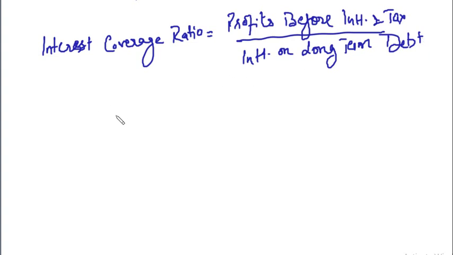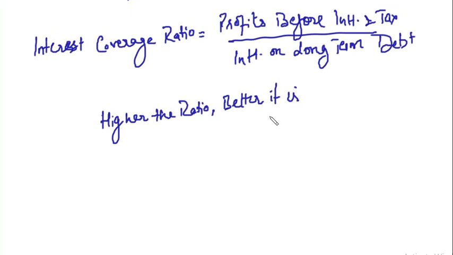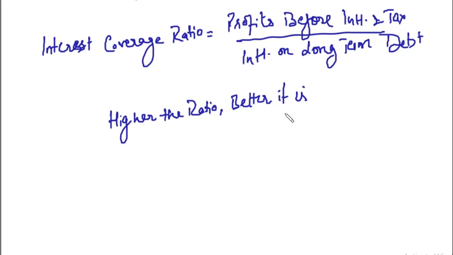So higher the ratio, better it is. Right? Higher the ratio, better it is, because if the profits are high, the margin of safety is high for the lenders. That means the company will be able to pay interest on the borrowed funds. Clear?